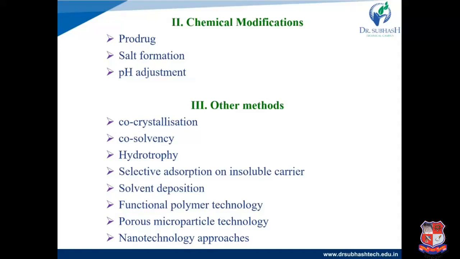soluble drugs. Solvent deposition. In this method, the poorly water soluble drug is dissolved in an organic solvent like alcohol and then deposited on an inert hydrophilic solid matrix like starch, and then evaporation of that solvent is done. So that is called the solvent deposition method. It is also used for improvement. Functional polymer technology enhances the dissolution rate of poorly water soluble drugs by avoiding the lattice energy of the drug crystals, which is the main barrier to rapid dissolution in the aqueous media.